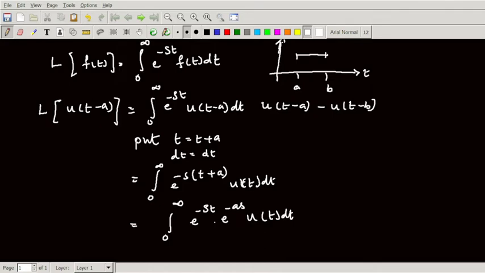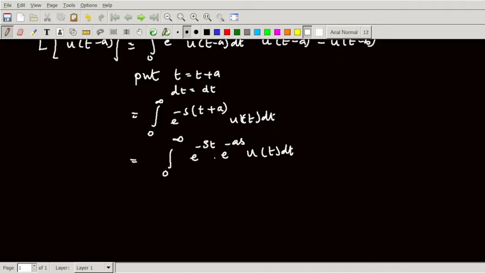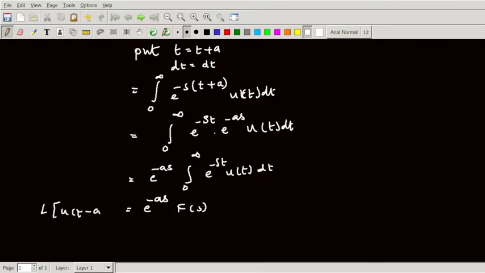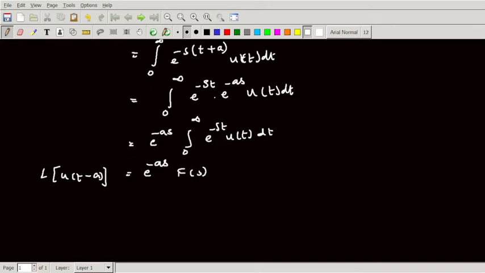By referring to the definition of the Laplace transformation, we can write this as e power minus as, and the remaining term is in the form of the definition. So we can write this as e power minus as into F of s. So this is Laplace of u of t minus a. Any problem? We must write it in the expression e power minus as into F of s.